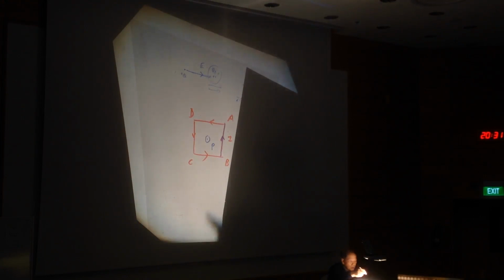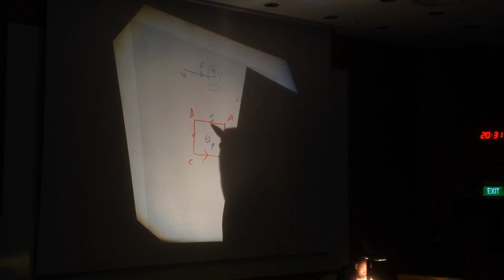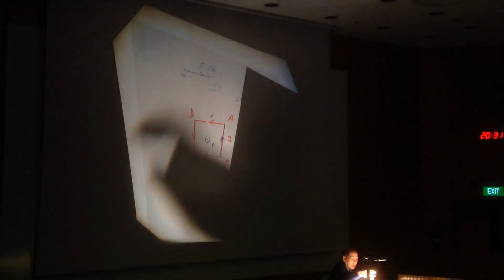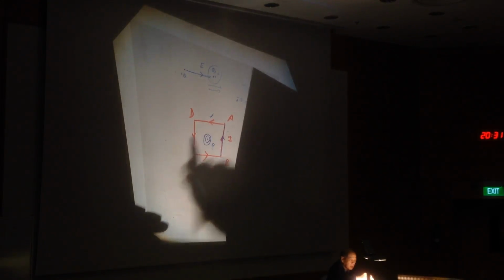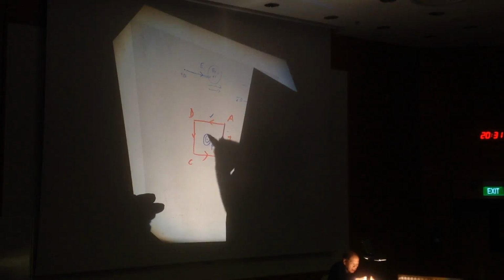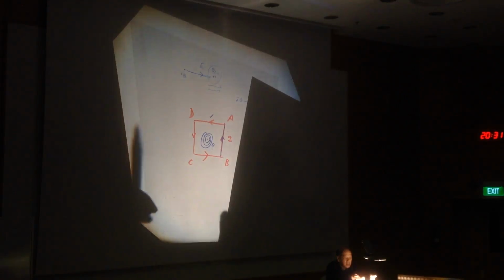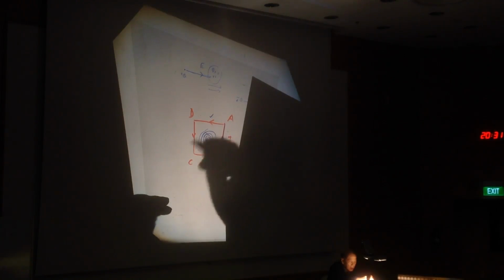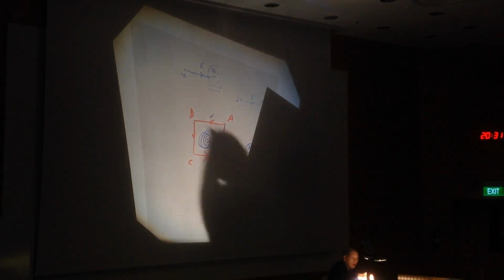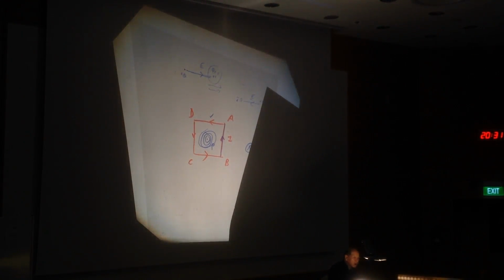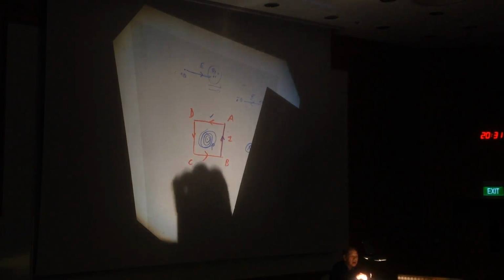Now, let's look at the contribution due to AD, also coming out. DC, coming out. BC, coming out. So the four arms of the current contribute to some field. I'm talking about direction, not magnitude. The direction is all the same, coming out.